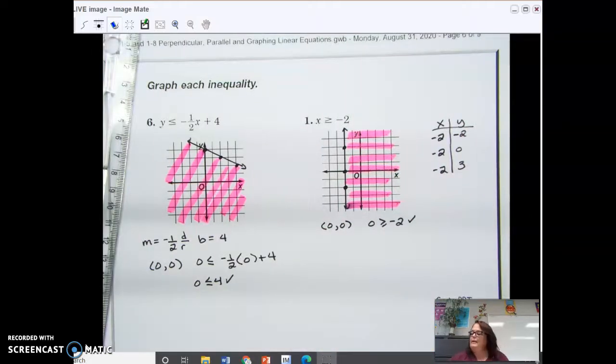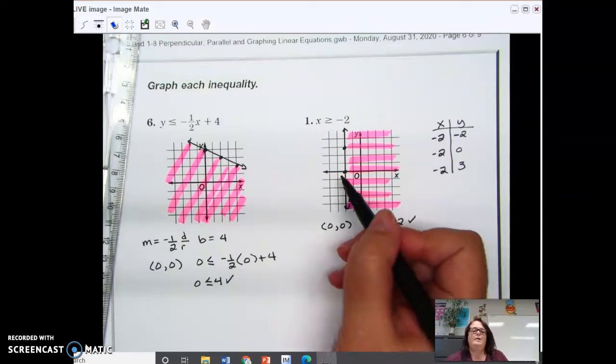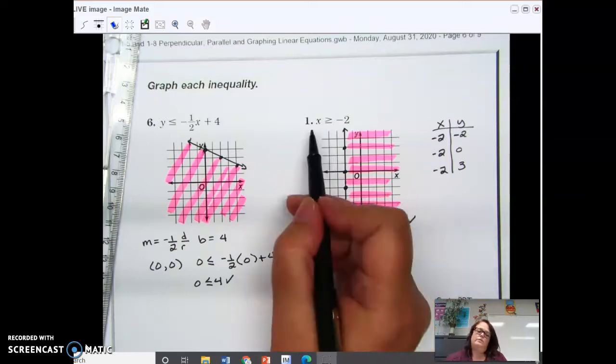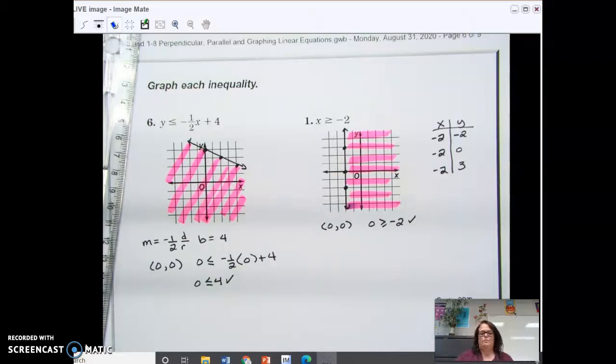Another way we could think about it is the x-axis becomes greater as we go to the right, and it becomes lesser as we go to the left. So if it says x is greater than, we would shade to the right. If it says x is less than, then we would shade to the left.